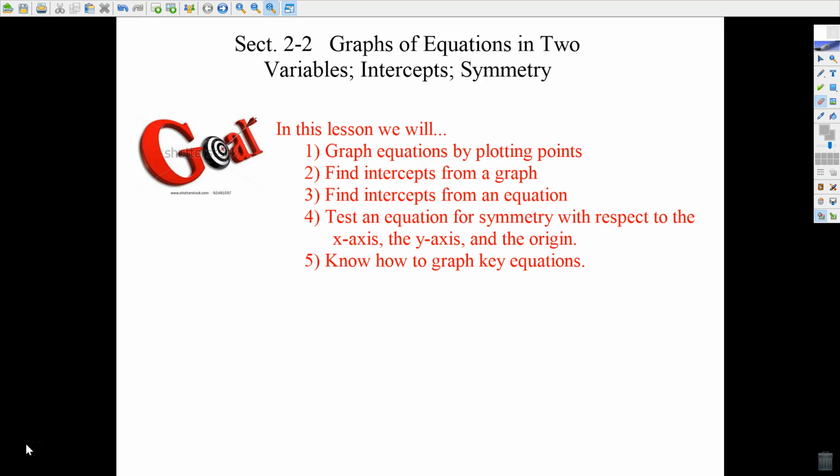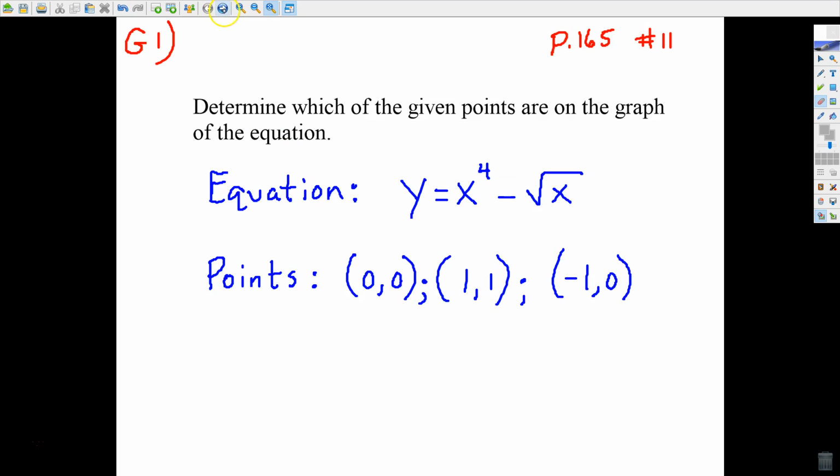Okay, so we're jumping into section 2.2, and we're actually going to break this up into 2 days. So we'll call this section 2.2 part 1. And I'm only going to focus on these first 3 objectives for today, and then we'll tackle 4 and 5. We'll need a little bit more time to develop this idea of symmetry test when we're dealing with an equation. So I'm going to save that for our next class time.